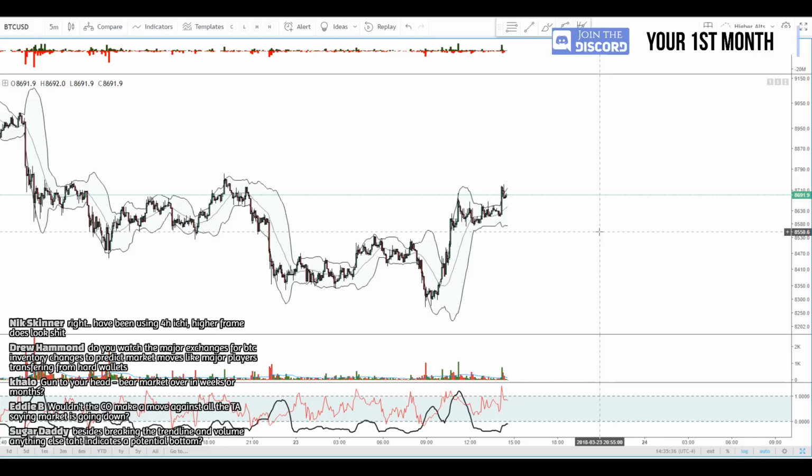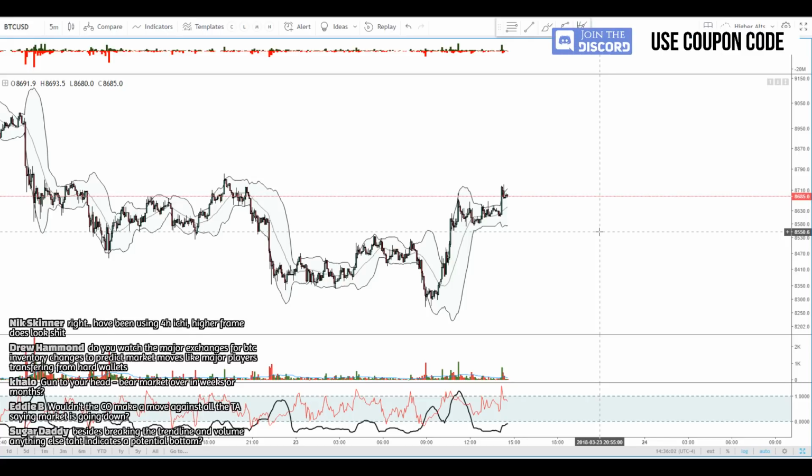Gun to your head, bear market over in weeks or months? That's really difficult. I don't know. If I had to lean somewhere, I would lean toward weeks rather than months. Actually, I would probably lean toward months, honestly, because of how slow this grind has been and how volatile the market has been.